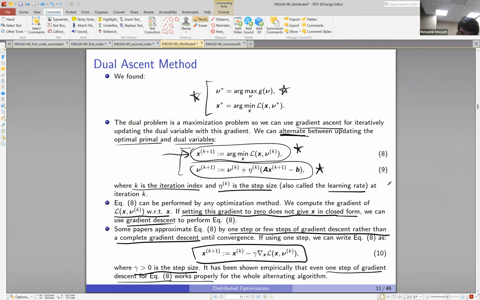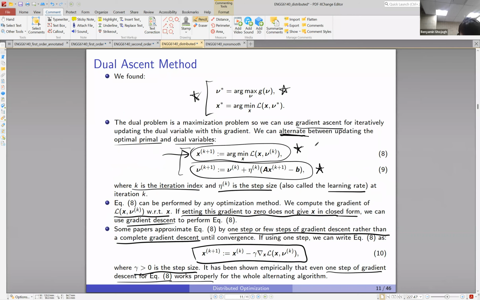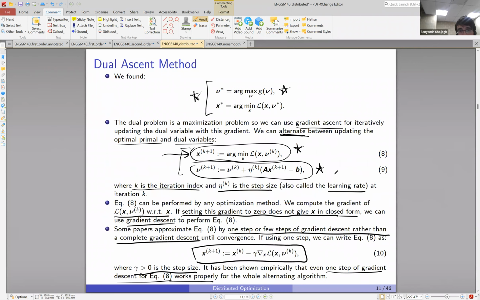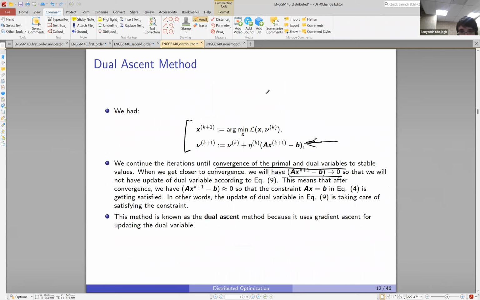Now I'm justifying the reason for equation 9. When we get closer to convergence, this becomes 0. Do you know why? Because the dual variable tries to satisfy the equality constraint, right? That's why Ax should be equal to b. Therefore, Ax minus b should be equal to 0. So Ax k plus 1 minus b should converge to 0, so that we will not have an update of the dual variable according to equation 9.